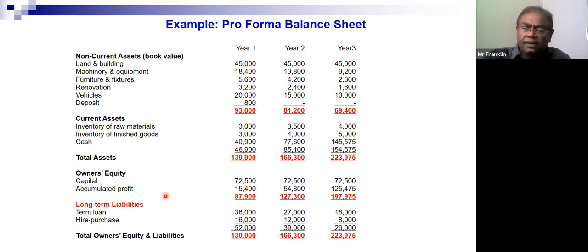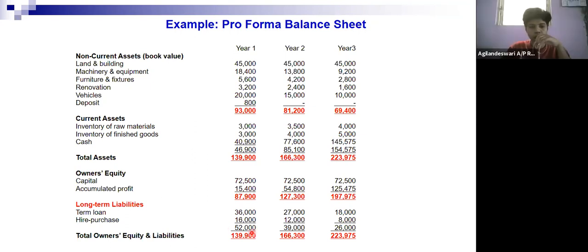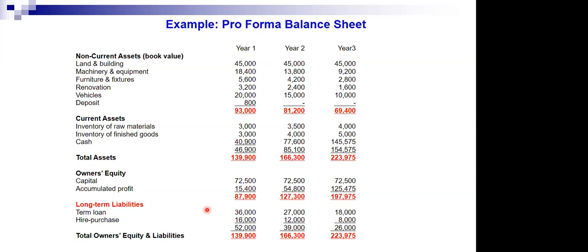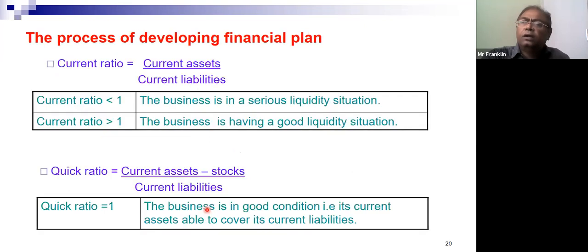What is the liabilities? How much is the liability? 52,000. Divide and see. 46,900 divided by 52,000. What do you get? Take out a calculator. 0.9. Okay, now is this company in a good liquidity situation or not so good? Not so good.